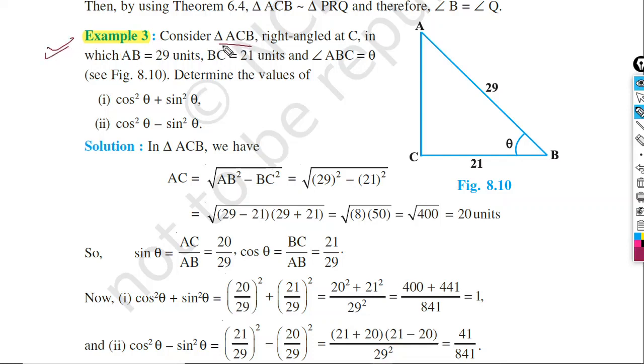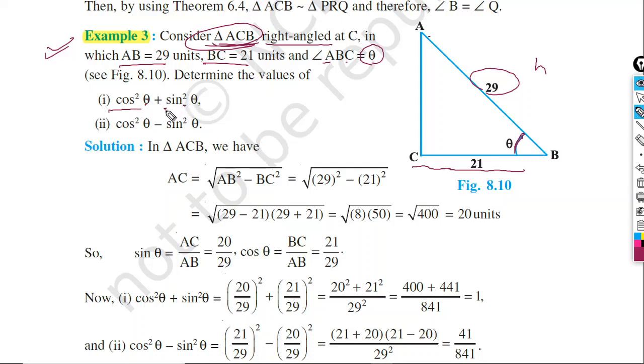Consider triangle ACB, right angle at C, in which AB equal to 29. AB is the hypotenuse, that is 29. BC equal to 21. Angle ABC is theta. Determine the value of cos square theta plus sin square theta.